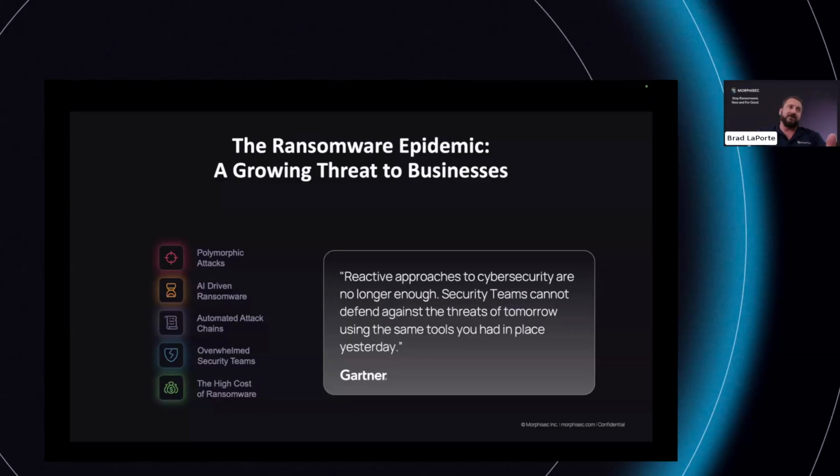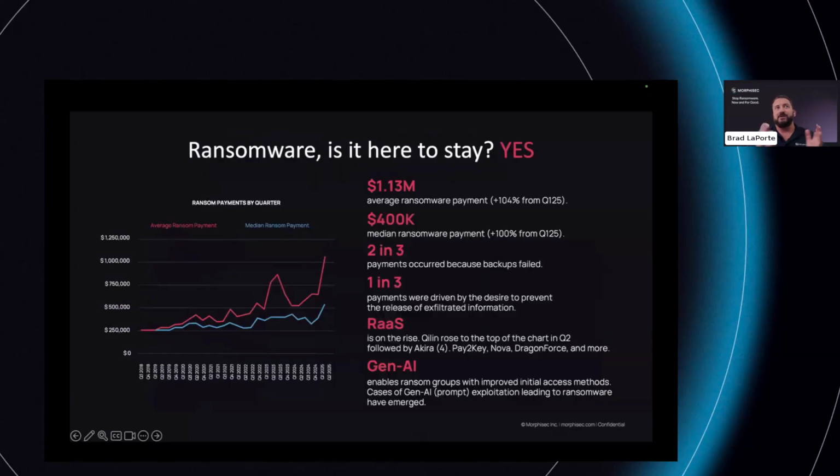So, you have to consider different types of polymorphic attacks, how AI is driving forward ransomware today and how that's evolving. And we'll give a showcase of what that could look like in the near future. You start diving into automated attack chains, and the high cost of ransomware. The key takeaway is this is not going away. It's here to stay. The average ransomware payment has gone up, as well as the median ransomware payment, and it's gone up over 104% since the beginning of this year.